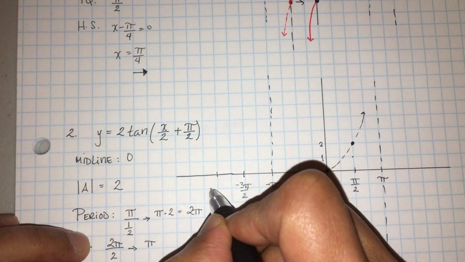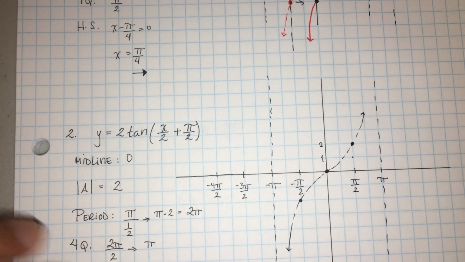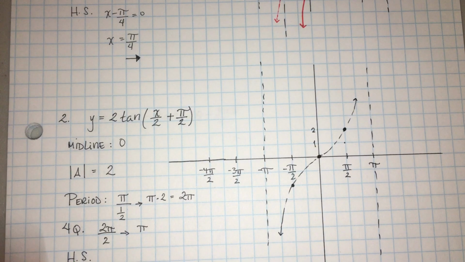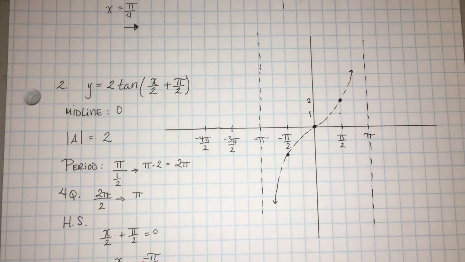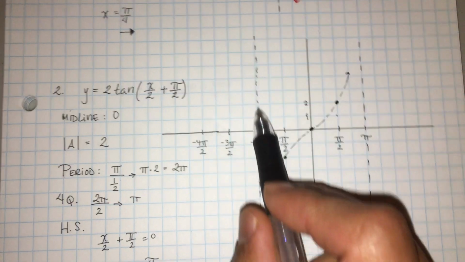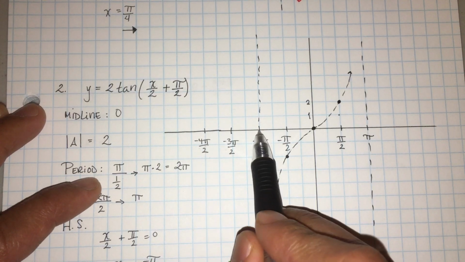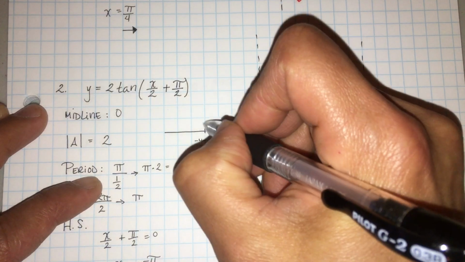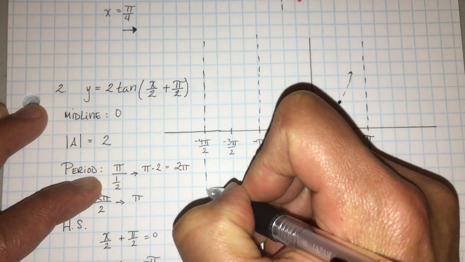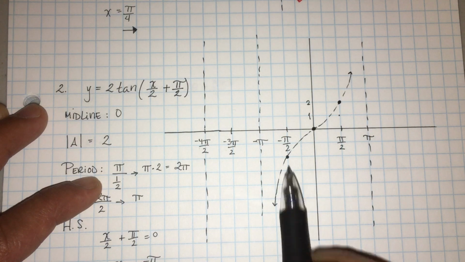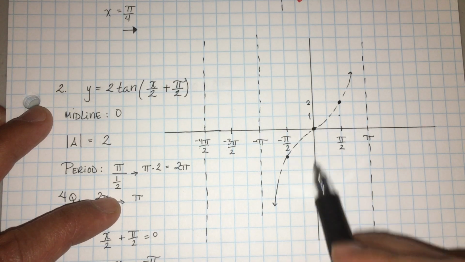And then another 2, that would be 4 pi over 2. All right. So each one is going to move pi units. That means this guy, instead of being a negative pi, is going to be a negative 2 pi. So right here, here's my new asymptote. And then this guy, instead of being at pi, is going to be at 0.